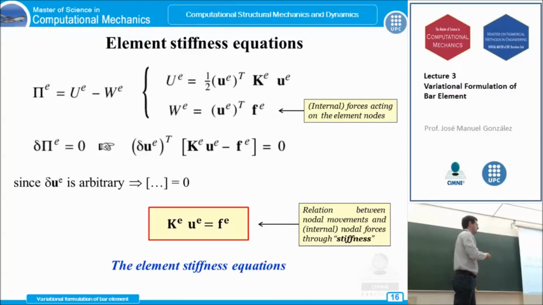And now we can get to the minimization of total potential energy. That was our total potential energy. So we have calculated this internal energy and this external work. So we get to the minimization of this potential energy, and we get this expression here. So we make this operation, and we finally get to this expression.